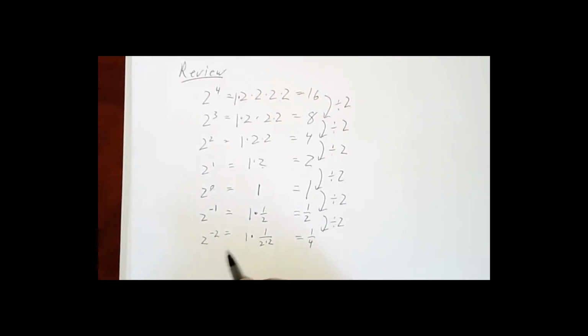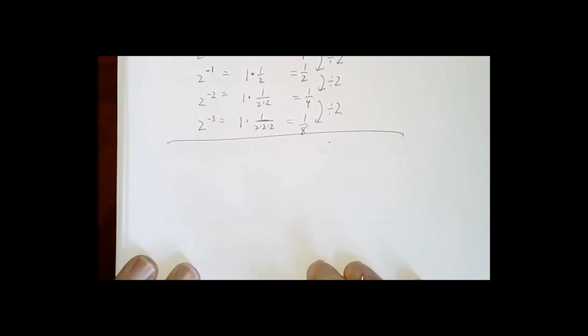Following this pattern, I can continue and extrapolate what my next one is going to be. If I had 2 to the -3rd power, that would be 1 times 1 over 2 times 2 times 2. Again, I have 3 2's, which is 1 over 8. You'll notice that whenever I do this, my denominator ends up equaling the number of positive exponents. So there are 3 2's here, but they're in the denominator.